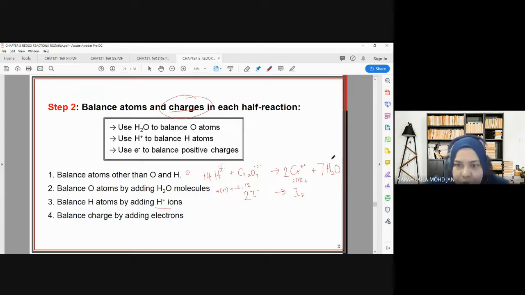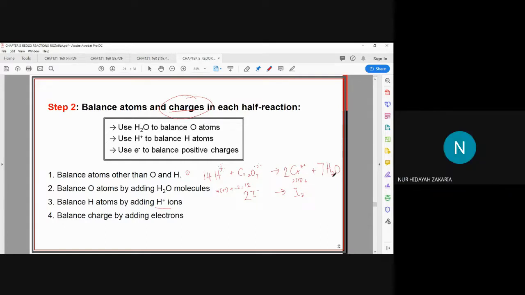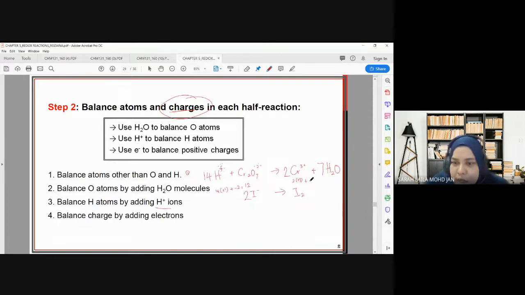Okay, ada charge tak untuk H2O ni? Tak ada. So bila tak ada charge, kita letak kosong, 0. So here is 6. Okay. So now the charge is not balanced, even though kalau kita tengok substance ataupun element, H dah balance, Cr dah balance, O dah balance.